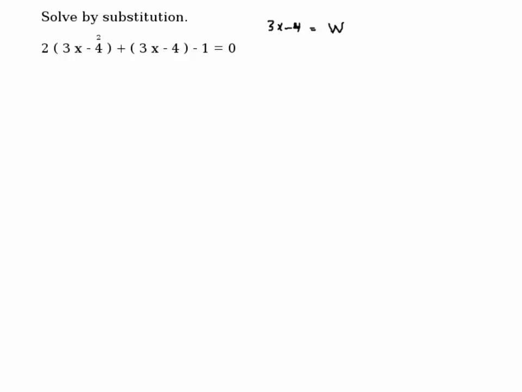So if I substitute for every 3x minus 4 with w, this would become w squared then. So this would become w. Now I'm forcing this to look like a second order equation. So I get 2w squared plus w minus 1 equal to 0.